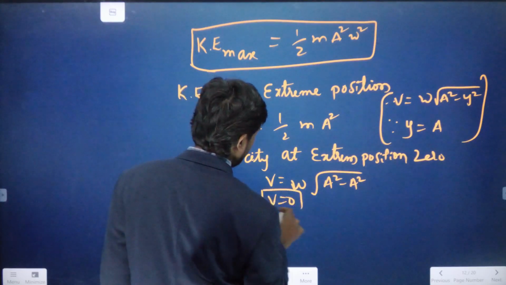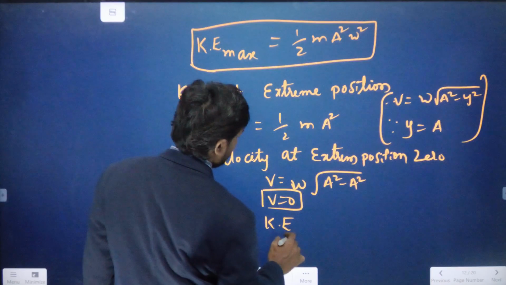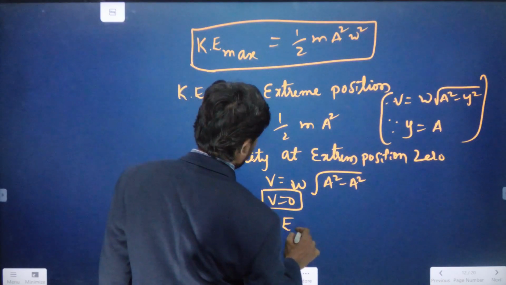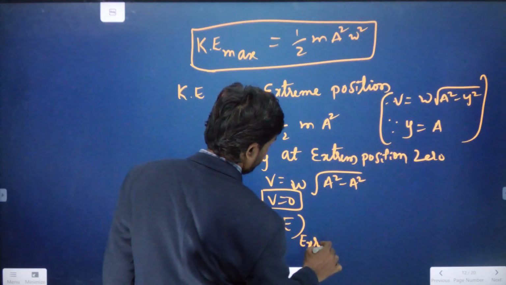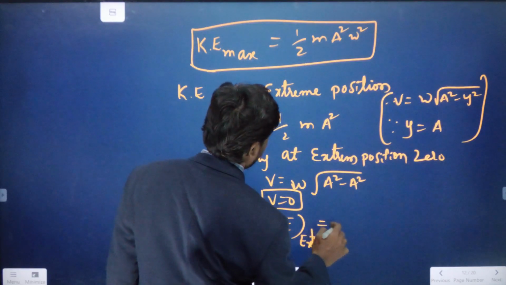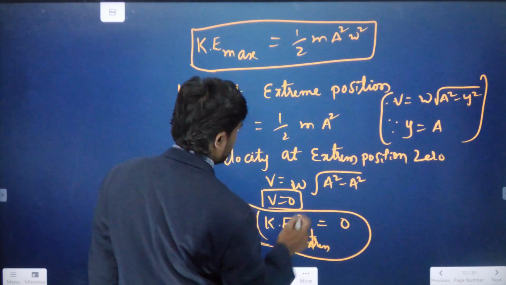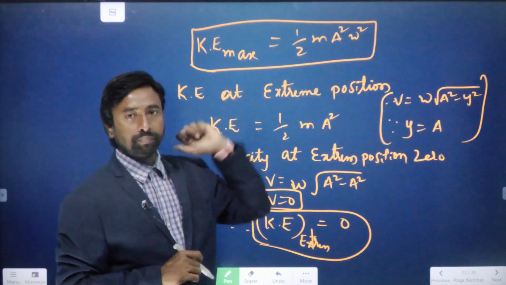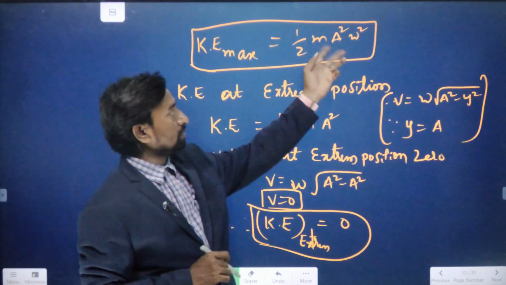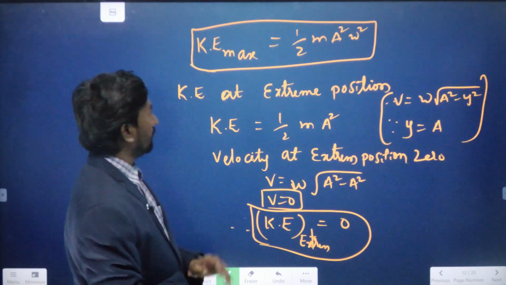If v is 0, therefore the kinetic energy at the extreme position will be 0. The kinetic energy at the extreme position will be 0, and the kinetic energy will be maximum at the mean position, because the velocity will be maximum at the mean position. Okay, so that is about the kinetic energy.